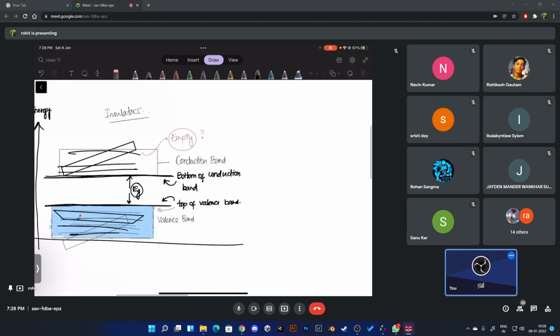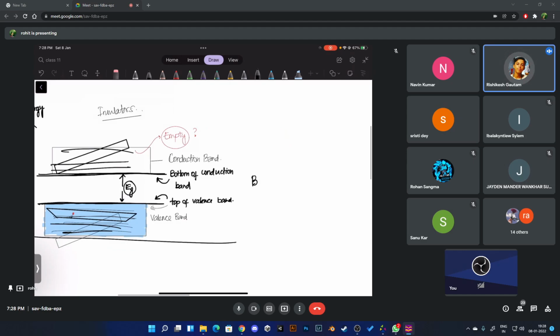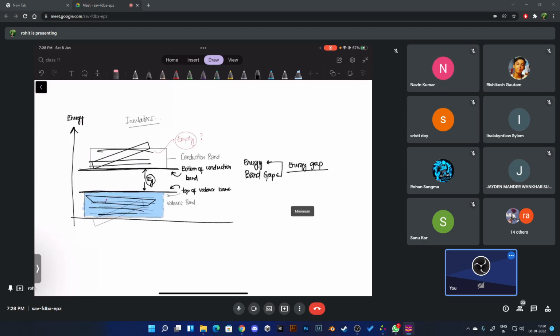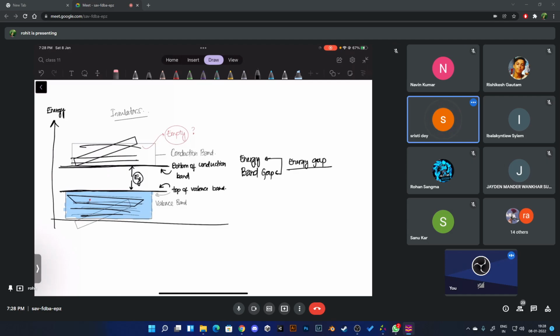Tell me again. It is the distance between the... not distance. Band gap. What is energy band gap? Not space. Is it the space or is it the energy gap? It looks like a space, right? But it is actually representing what? Energy. Energy gap between what and what? Bottom of the conduction band and top of the valence band. This gap is known as energy gap.